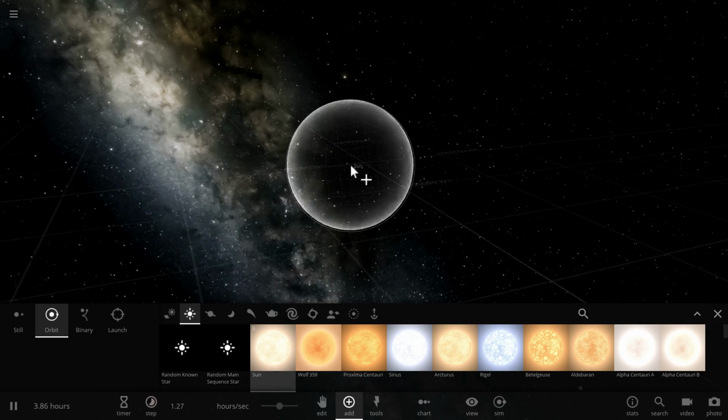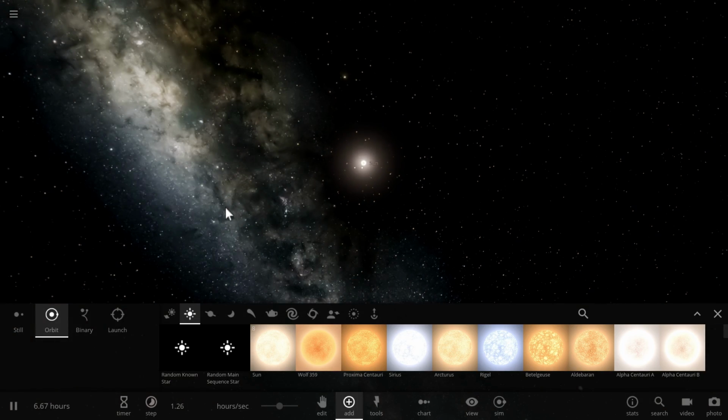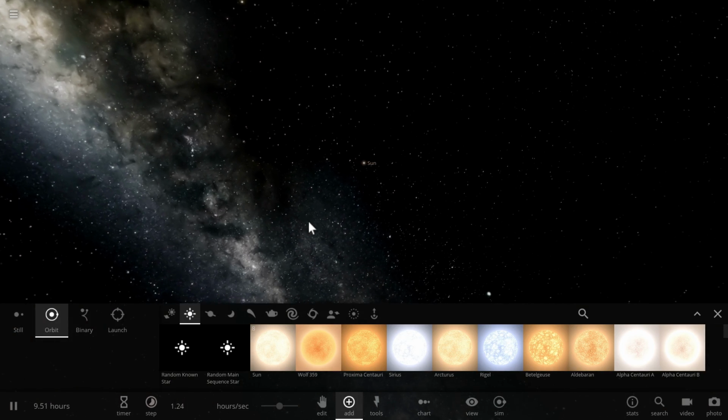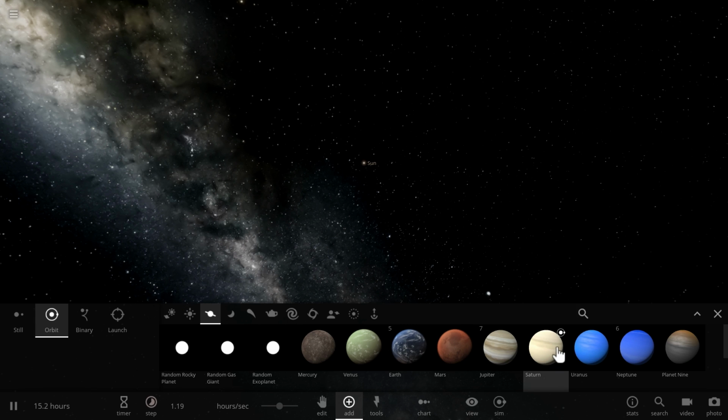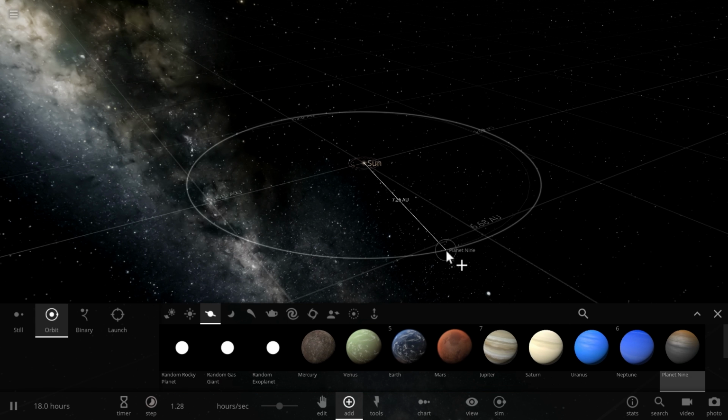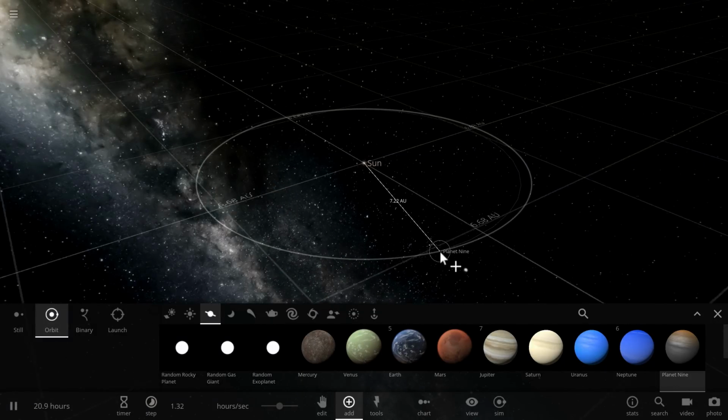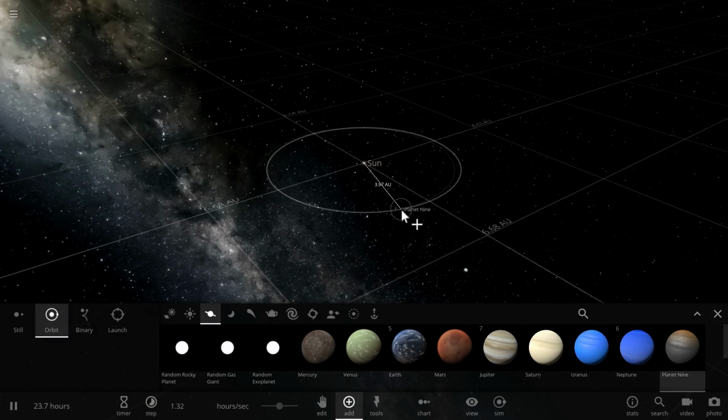The only thing that's going to be here is the sun. Now, the reason I'm doing this is because I want to see how much Planet 9 will cause our sun to wobble. And now there's the Planet 9. It's about 10 masses of Earth. If I were to place it relatively close to the sun, it would wobble quite a lot.